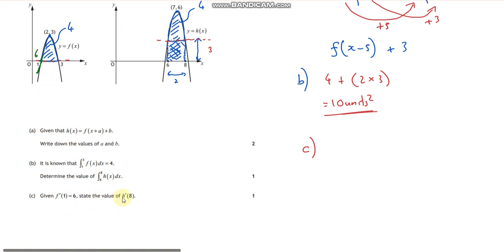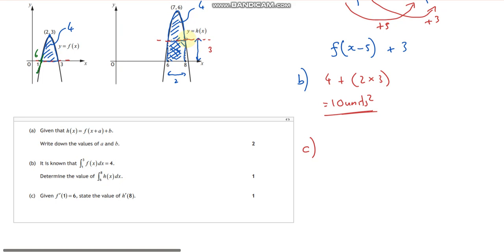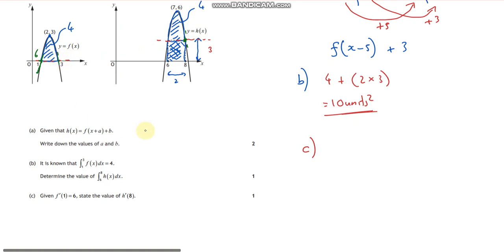So what's the value of h dash 8? Let's go over here, there's h dash, there's 8. So it's saying what would the gradient be at that point? So that point there is the same as this point over here, because the whole graph's just been moved, isn't it? There's that value of 6 there. So it's saying, well, what's the gradient here? Well, the whole thing's symmetrical about the turning point. So the gradient over there is going to be -6. Exact same value, but negative. So I would just say -6.